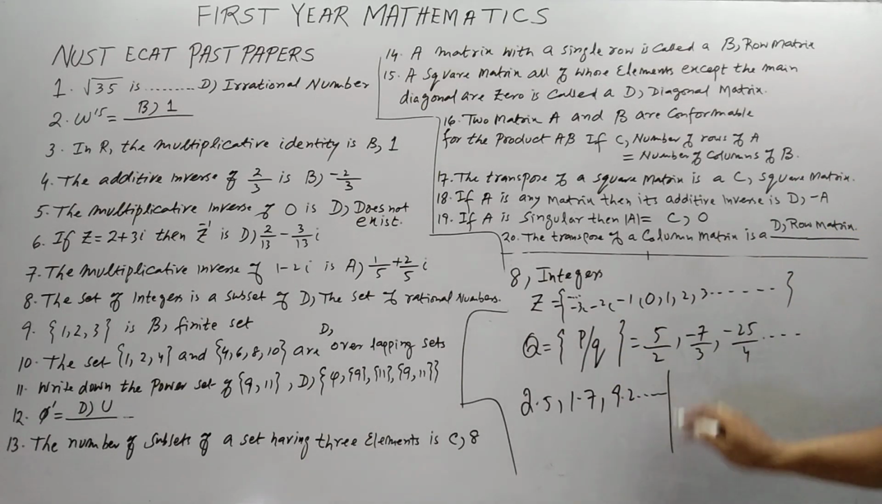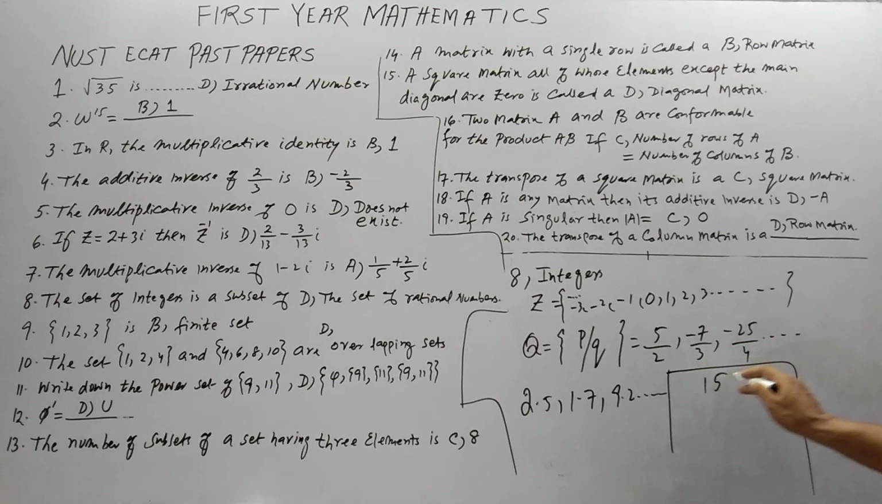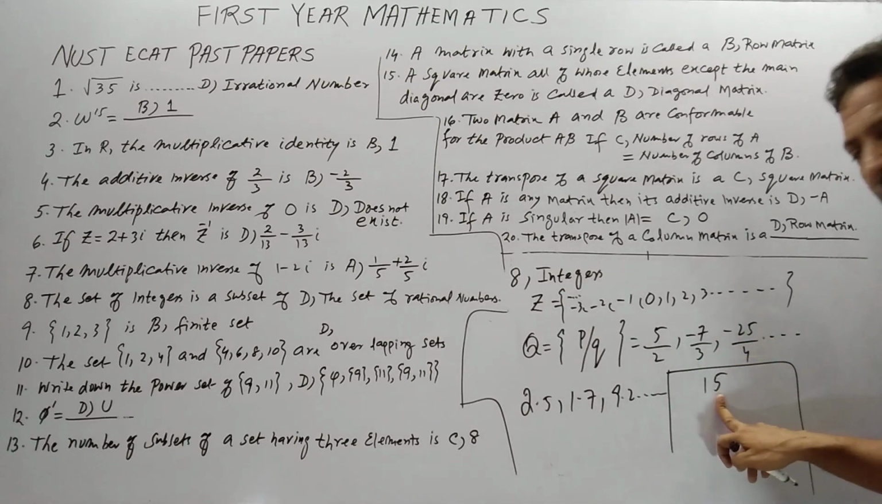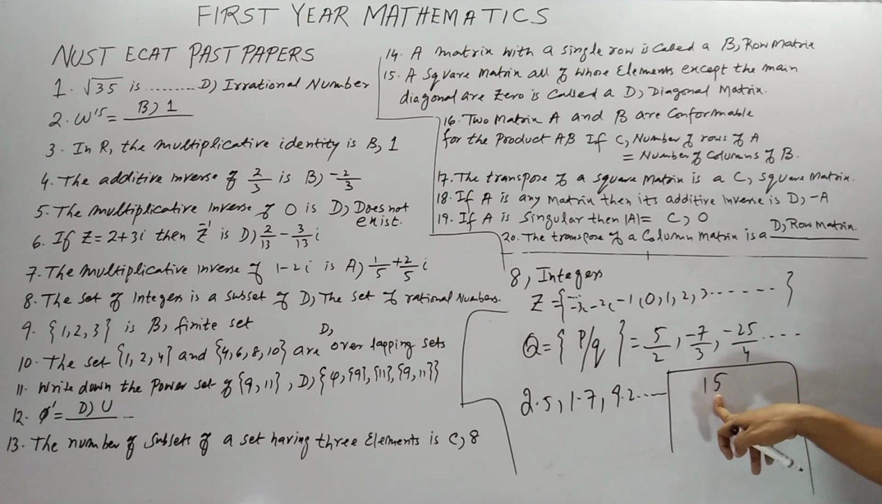What about, for example, 15? Is this a rational number? Answer is yes.